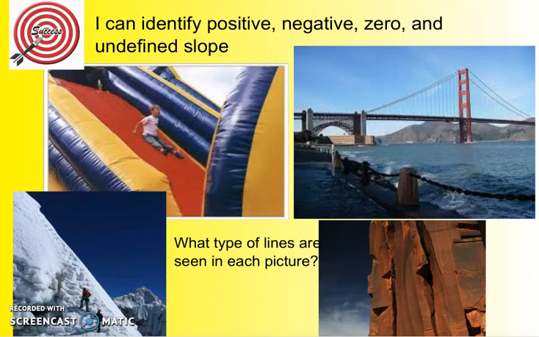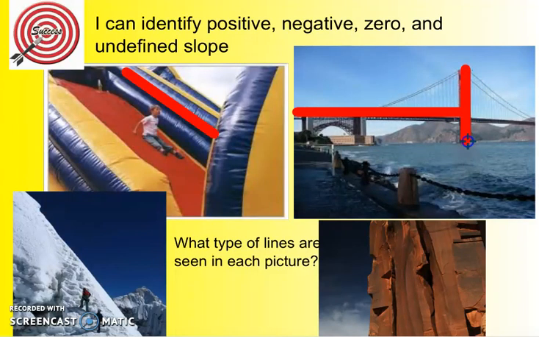Okay, so looking at these pictures, first of all, what kind of lines do you see? Well, I see a diagonal line that looks like to me that's going down from left to right. I see a horizontal line. I see also a vertical line in this one, as well as a line that's going up from left to right, as well as down from left to right.